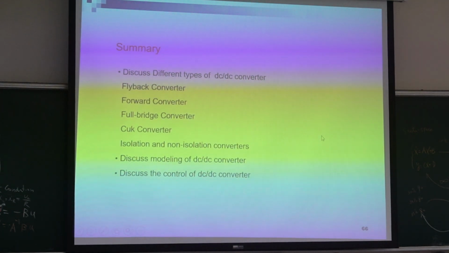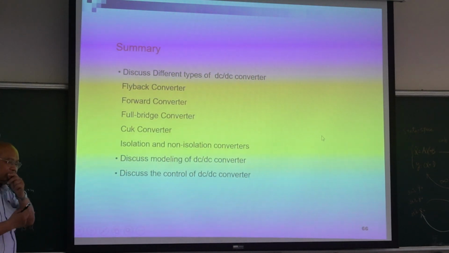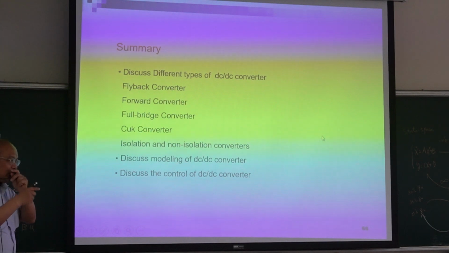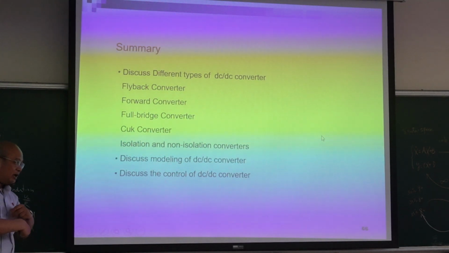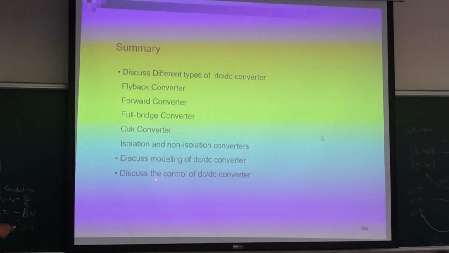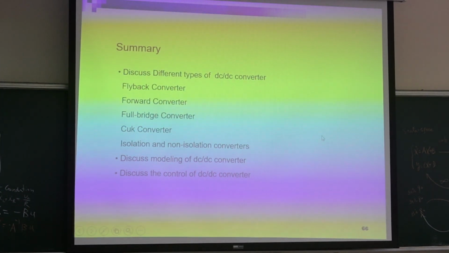How many ways can you develop the modeling? Two ways. One is using what? State space. Another is using what? We call it AC small signal, right? Two ways. And then we will discuss the control of the DC-DC converter. So I think this is the end of the chapter, and we will have a 20 minute break.